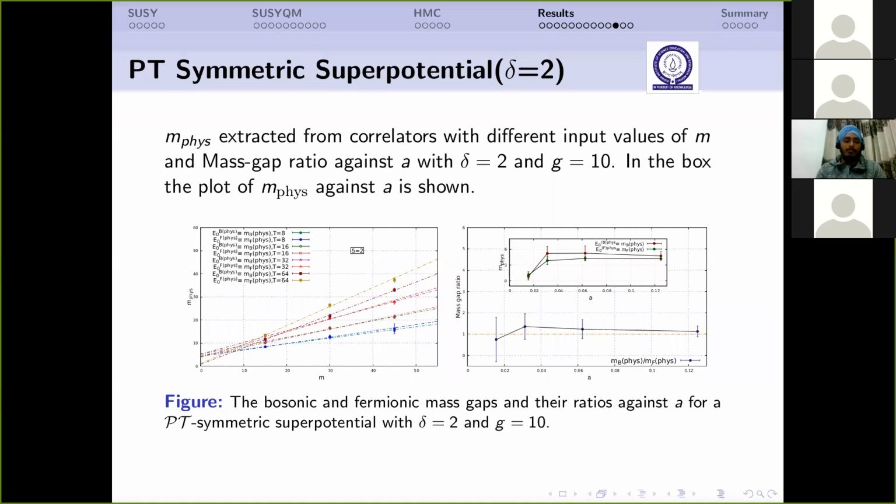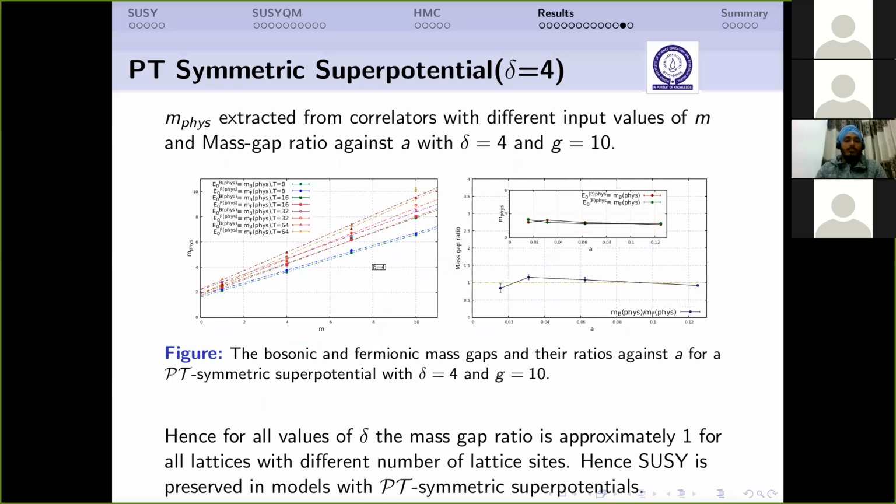But it's more or less clear in this particular case that for all different values of lattice sites, and at each lattice size we worked with different values of m, and then took the m tending to zero limit and checked the bosonic and fermionic mass gap ratios. Those ratios were more or less, within certain error, equal to 1.